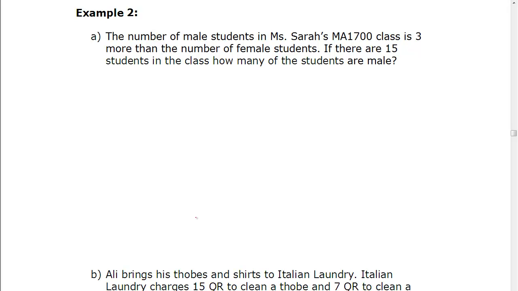So first example here: the number of male students in Miss Sarah's Math 1700 class is 3 more than, so let's circle that "more than" because that's important, the number of female students. If there are 15 students in the class, how many of the students are male? We're going to start by saying let x be the number of male students. You want to actually write that as a statement, something that tells a person looking at the question what x is. So x is the number of male students.